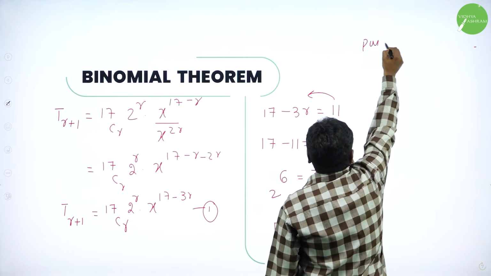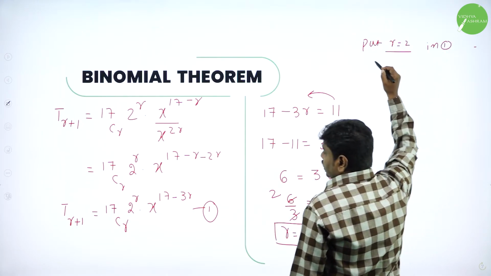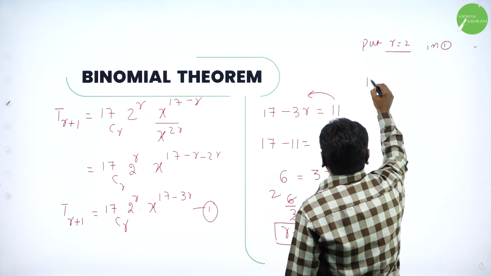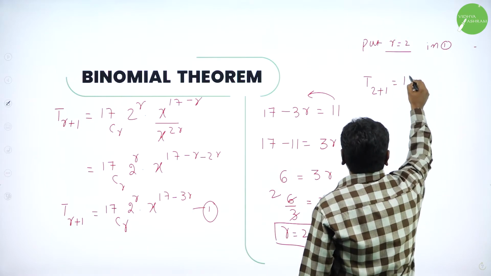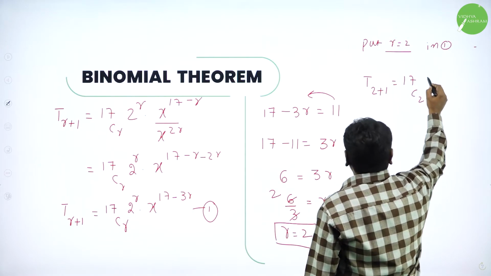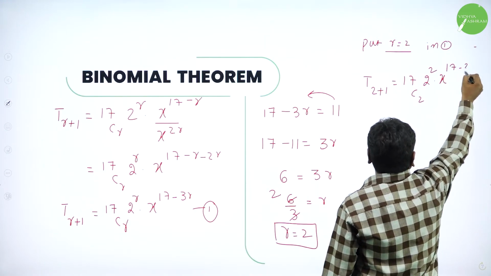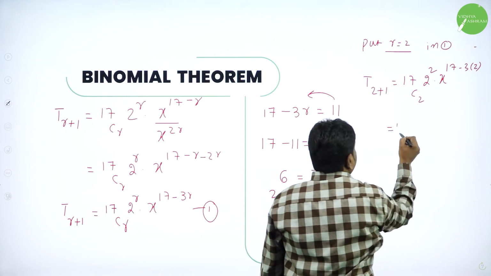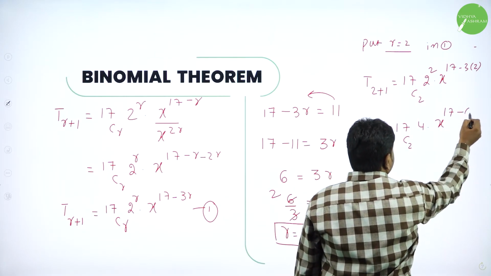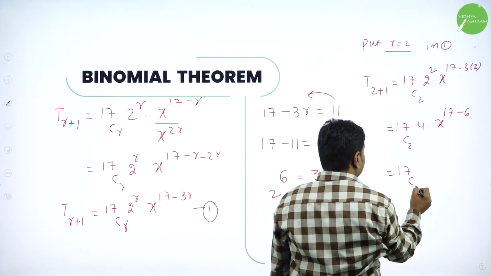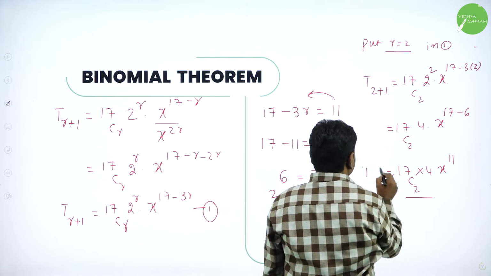Now you got r. Put r equal to 2 in equation 1. What is equation 1? T(r+1), T(2+1), is equal to nCr, that is 17C2, 2 power r, 2 power 2, x power (17 minus 3 into 2). That is 17C2, 2 square is 4, x power (17 minus 6), 3 twos are 6. 17C2 into 4 into x power what? 11. So now this is T3.